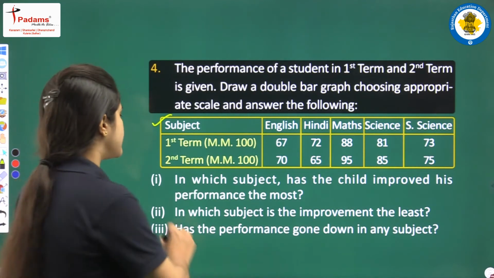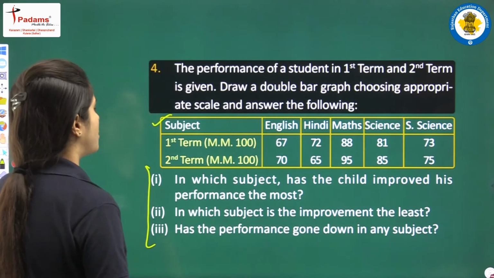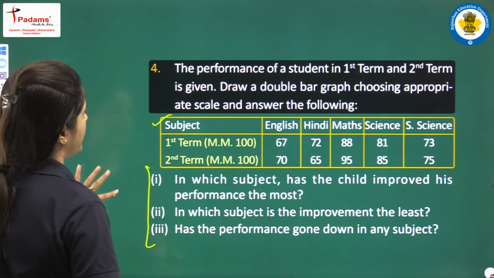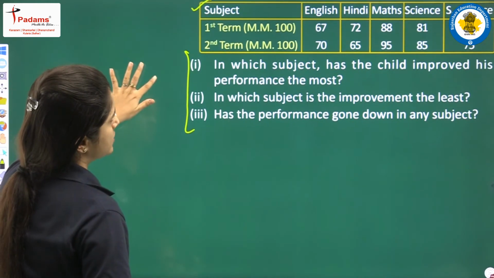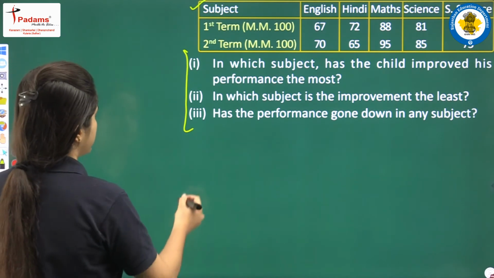So firstly, before answering these questions, we have to draw the double bar graph. All right students, so we'll be drawing the double bar graph. We need this table only, and now students will draw a double bar graph, okay?